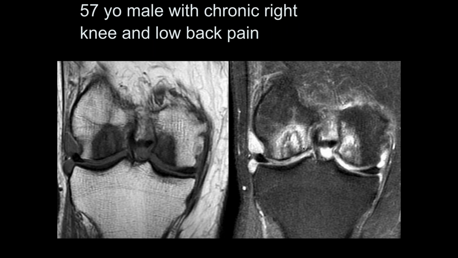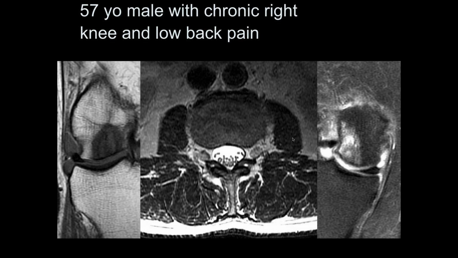Okay. Shiv, what do you think of this one? 57-year-old man with chronic right knee and low back pain. So this looks like bone infarcts of the medial. I don't really see a serpiginous double line sign, but certainly we have loss of the normal fat signal, a lot of inhomogeneous signal on the PD fat-sat. Here, an axial image through the spine.